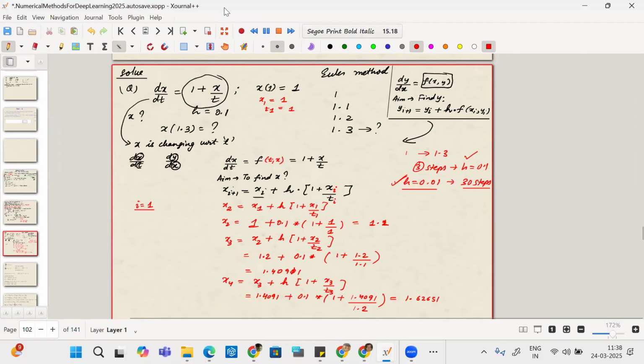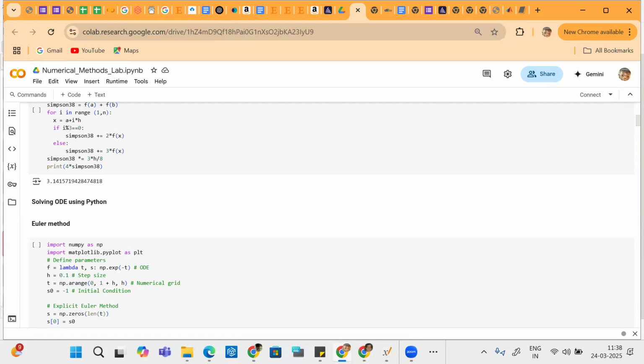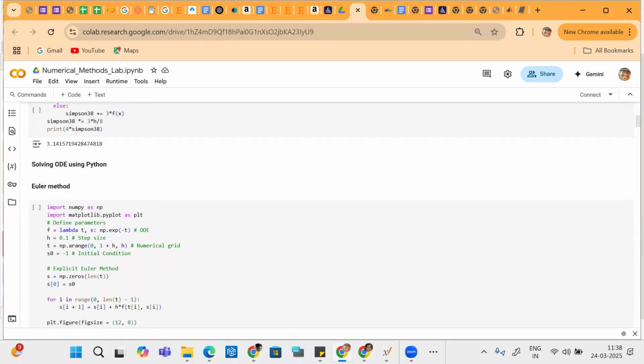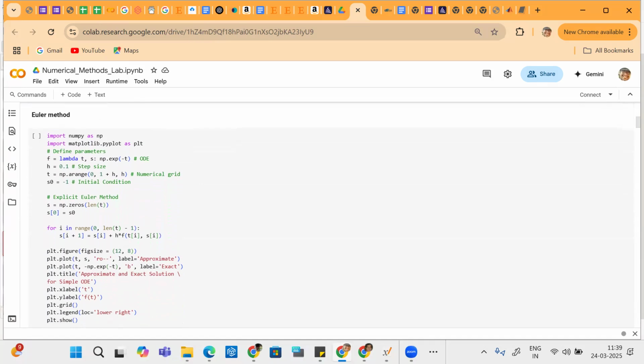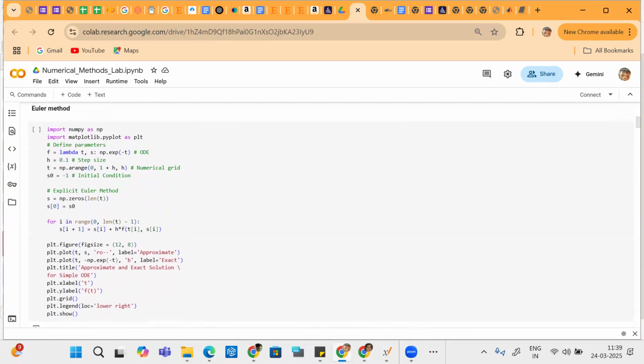Maybe we can see it in Python. Yes. So you can see this explicit Euler method. So what I am trying to solve here, can you tell what is the function value? What I am trying to solve? Look into the code and tell me what is the differential equation I am trying to solve numerically using Euler method.